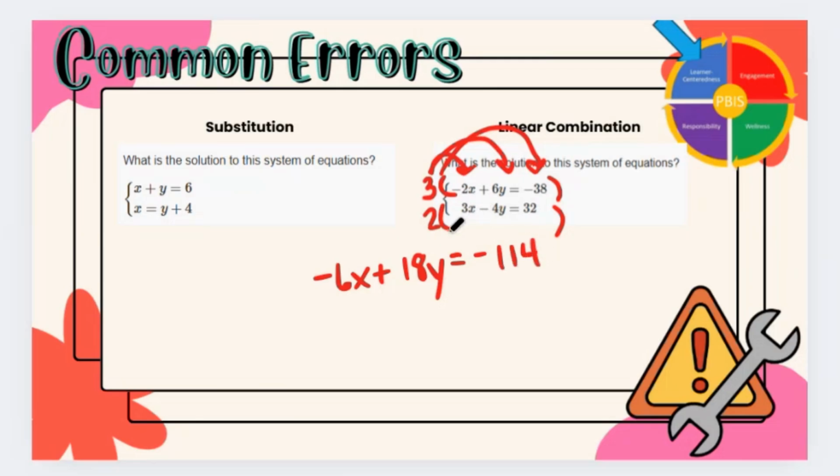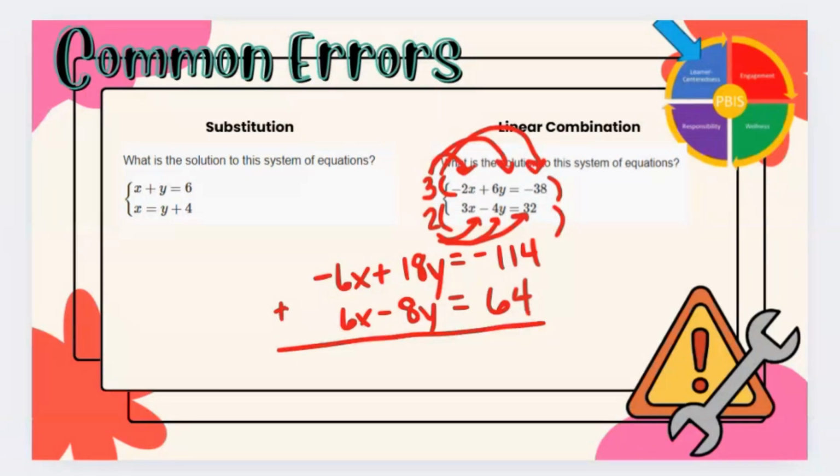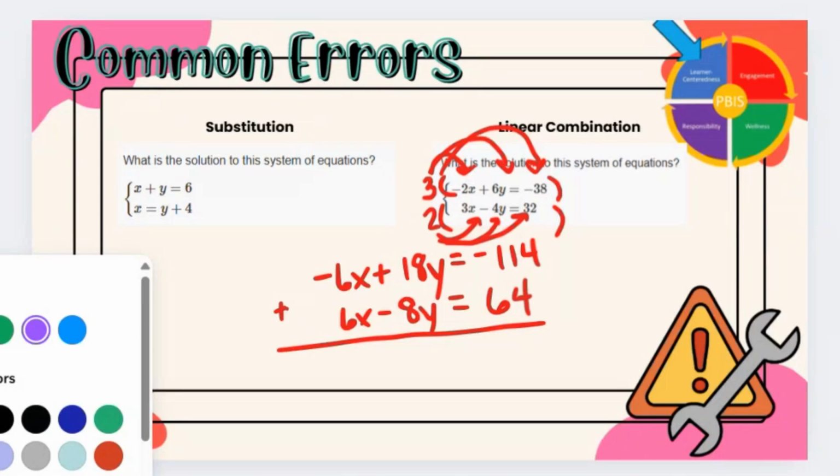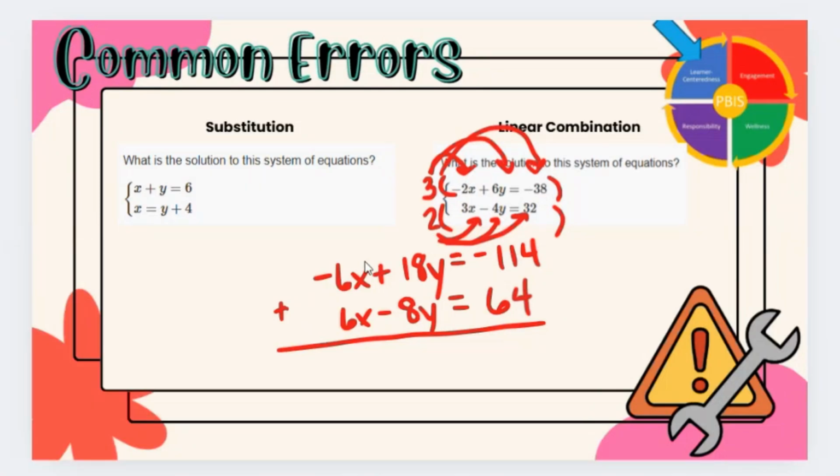And then I'm going to do the same thing on the bottom, but here I'm going to be multiplying by 2. 2 times 3x is 6x. 2 times negative 4y, because you take that sign in front of it, is negative 8y. 2 times 32 is 64. And for a linear combination, you add, and you may have called this the elimination method before, because the idea is that something on the top and something on the bottom will line up now and be able to be eliminated.